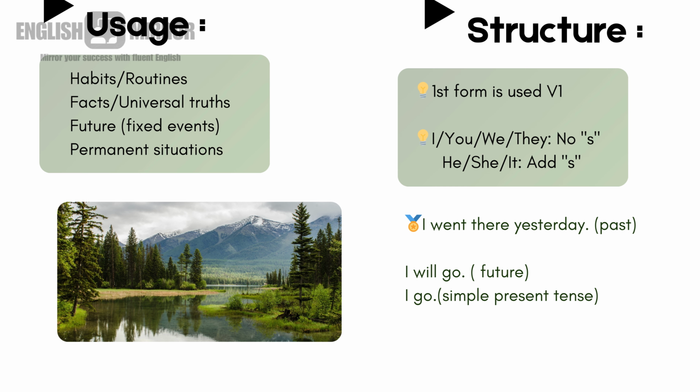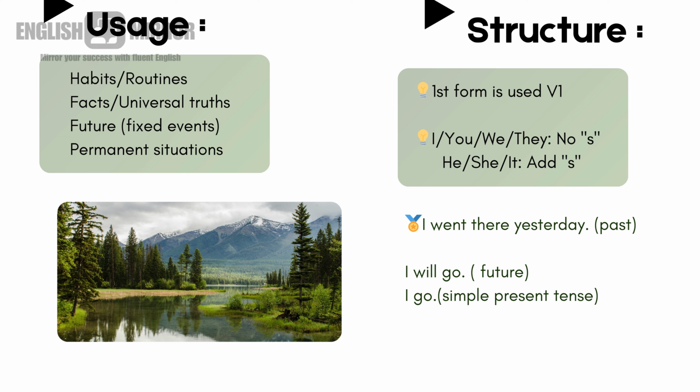Today we are going to learn the usage of the simple present tense. Simple present tense is used in different situations. The first situation is to indicate habitual actions or routines. The next is to show a universal truth or some facts, that is, a permanent thing. The next is to show a future or a fixed event. And the last situation is to show a permanent situation. In these situations, we use simple present tense.